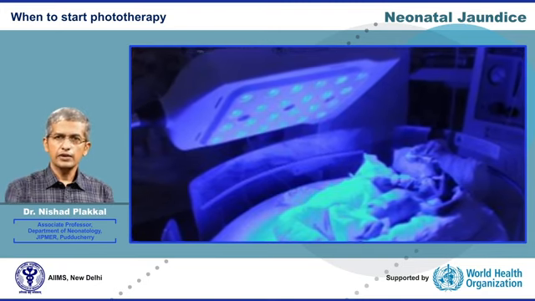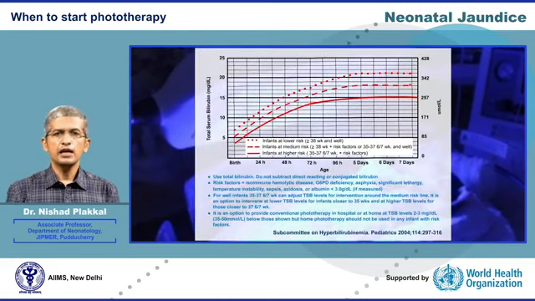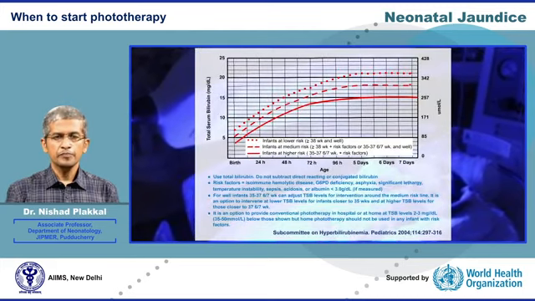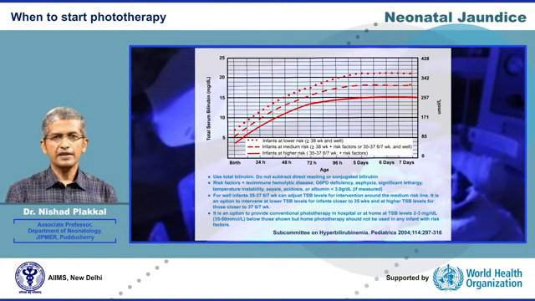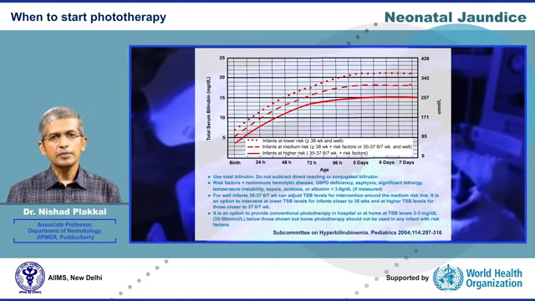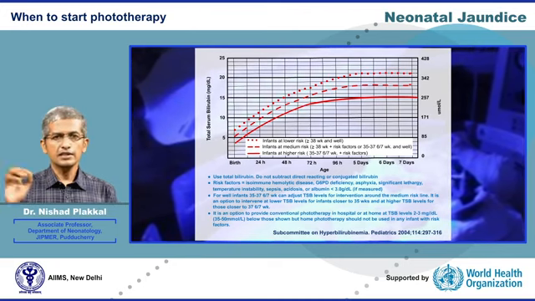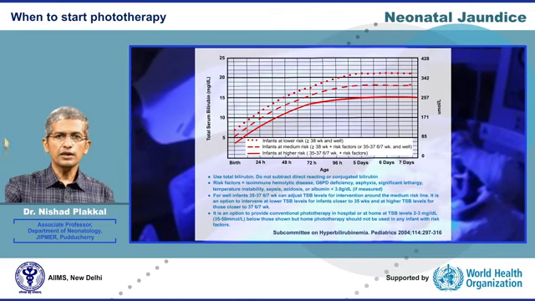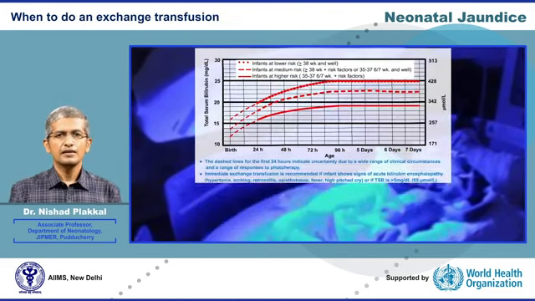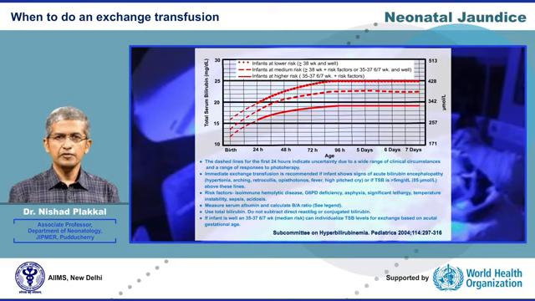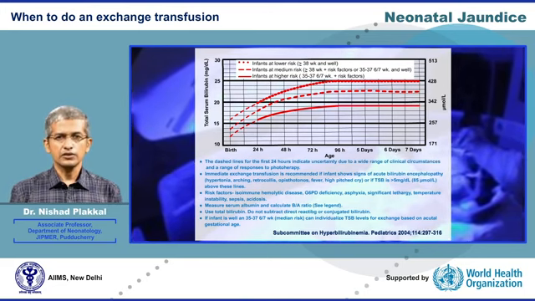To decide whether phototherapy should be started or not, you can use this chart from the American Academy of Pediatrics. So depending on the baby's gestational age, the hour of life at which the test was done, and the presence or absence of risk factors, we will plot the bilirubin on this chart, and if it is above the cutoff for phototherapy, we will initiate phototherapy. A similar chart from the American Academy of Pediatrics is available for exchange transfusion also.